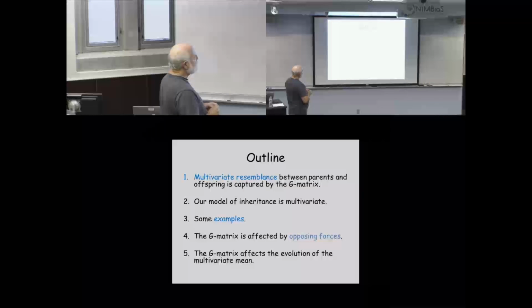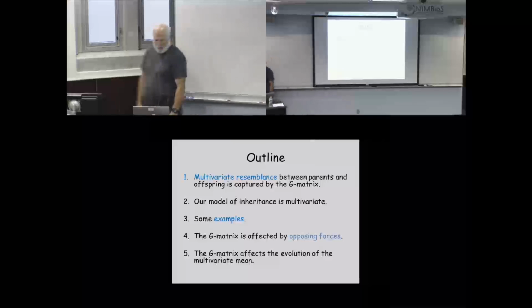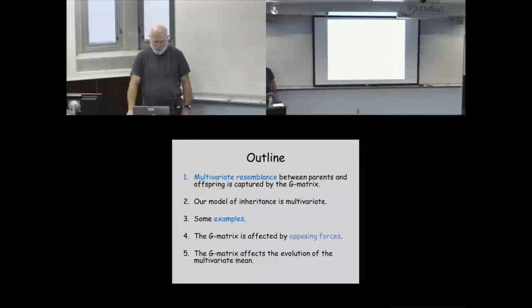The G matrix is affected by opposing forces, just as G, the genetic variance, can equilibrate under opposing forces in the natural world. It's virtually the same idea in the case of the multivariate G matrix. And the G matrix affects the evolution of the multivariate mean. We'll allude to drift, but we're going to illustrate the change in the multivariate mean as it's affected by the G matrix.